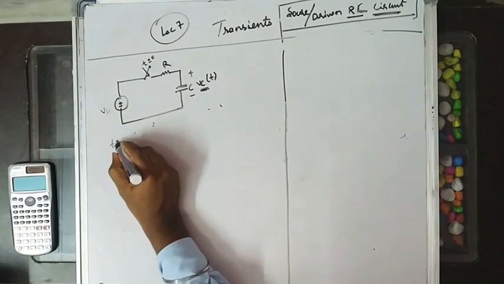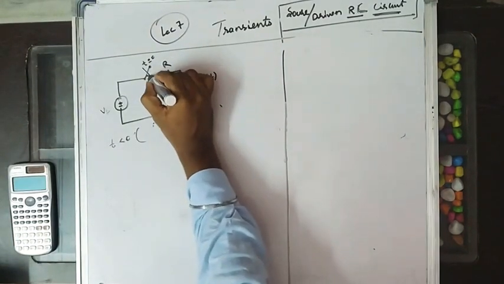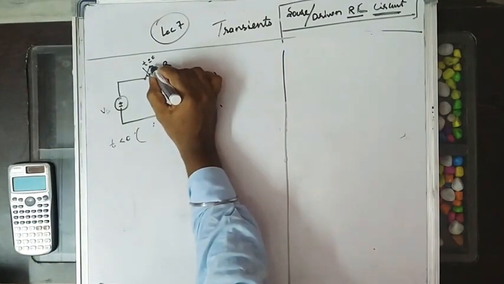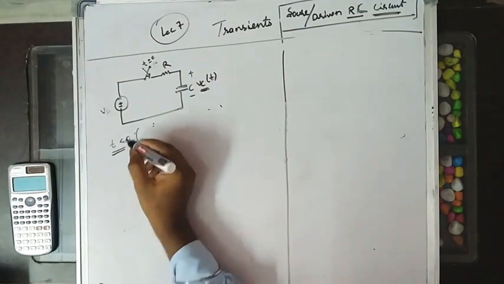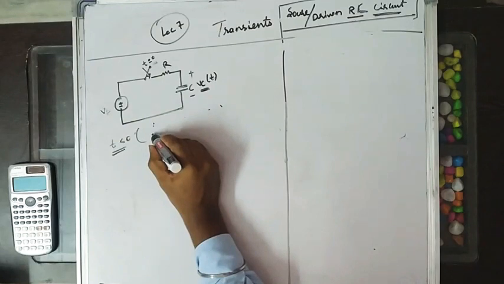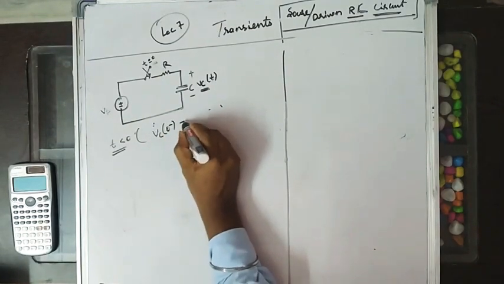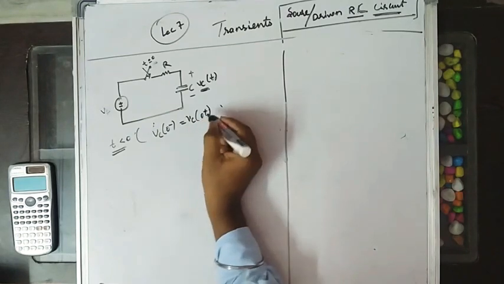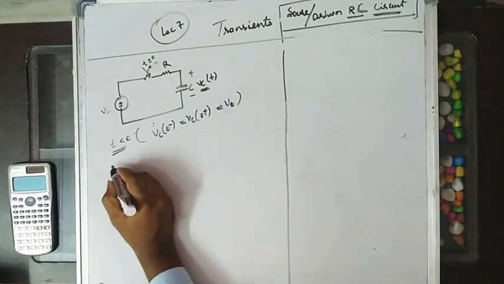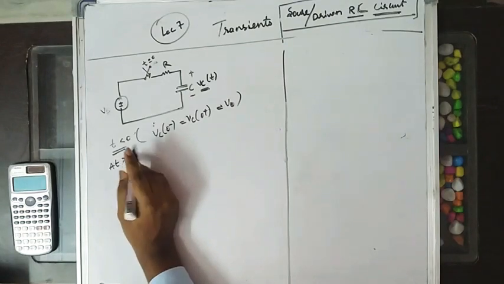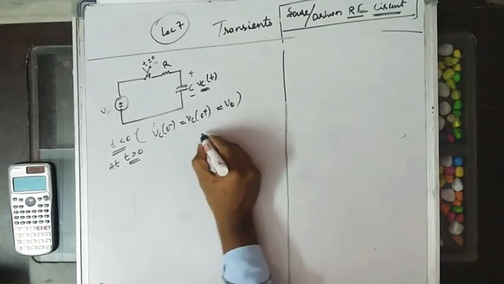So at time t less than 0, the switch is not operated. Here the switch is given, and it switches at t equal to 0. That's why at t less than 0, the switch will be off. In that condition, the initial value of the capacitor, V of 0 minus equal to V of 0 plus, will be taken as V0. Now, at time t greater than 0, the switch will be operated.